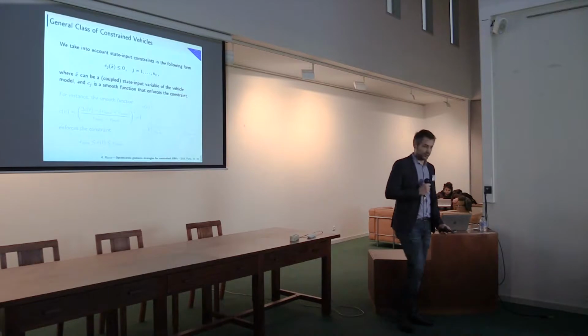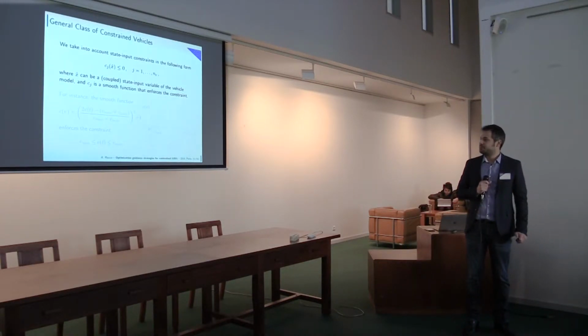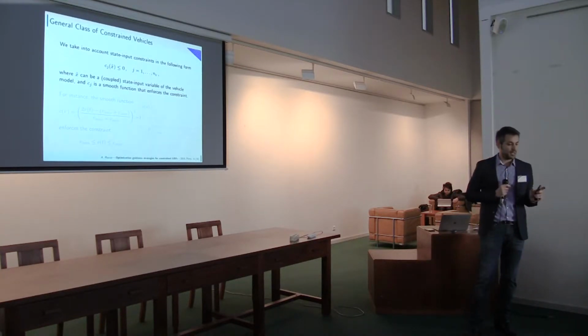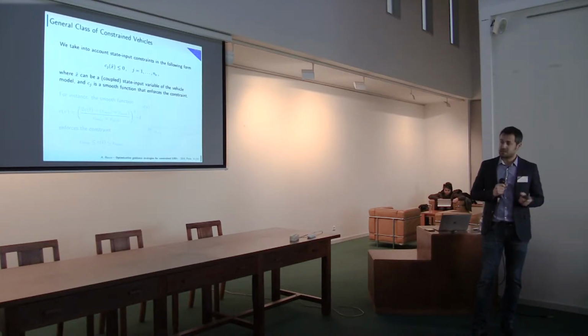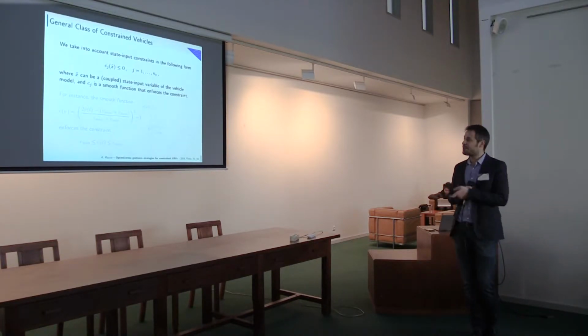So what kind of constraints can we include? Well, as I saw in the previous model, we can have the roll angle bounded by a maximum roll angle, right? Maximum value. And actually, this is something not so smooth. So how can we include the constraint in our framework?